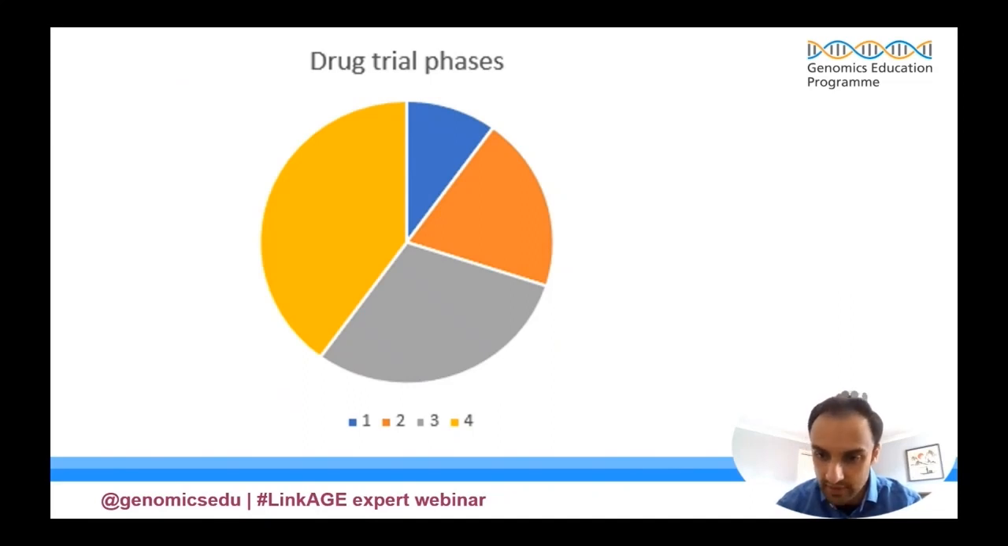And what's really important is to look at the phase three and phase four agents, because they're the ones that have been trialed in disorders. They're the ones that have passed things like safety testing, and we know a lot more data about them. And they're the ones that are actually used in diseases. And as you can see, they make up the majority of these drugs that we were investigating.